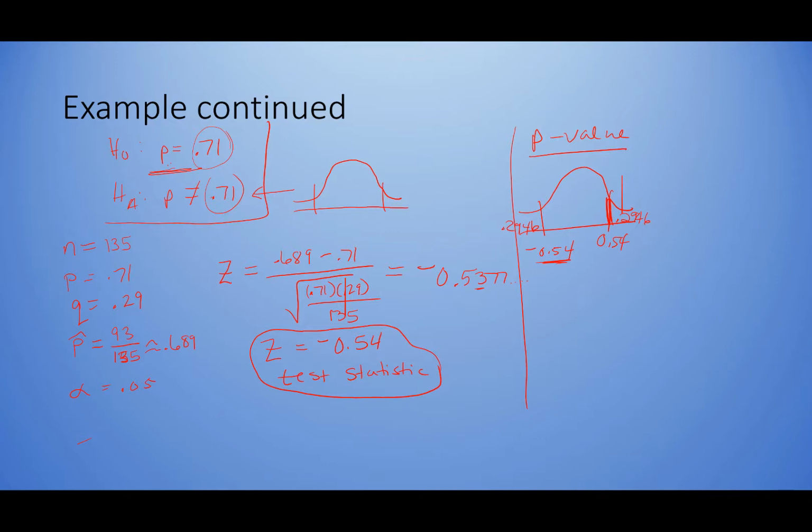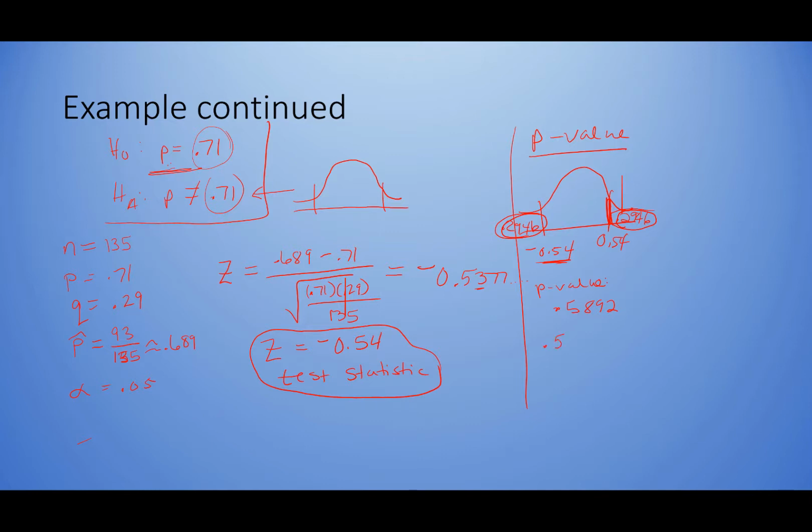And then to find my p-value, it is the total area of my rejection region. So I would take the area of my right tail and the area of my left tail, add them together, and I get a p-value of 0.5892. Then I can compare my p-value to my alpha, and our little saying is that if the p is low, the null must go.